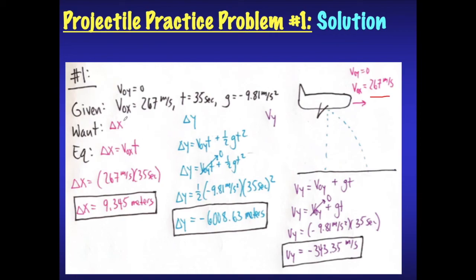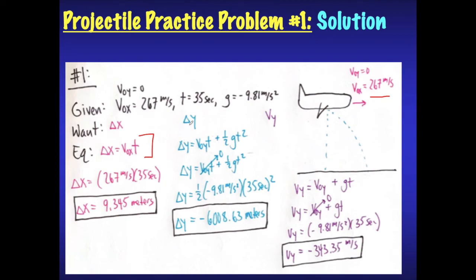The only equation we have for delta x is the one we just wrote down. So delta x is equal to VOX times time. We look up, we have VOX, we have time, so we just have to multiply them. And that means this object moved a horizontal distance, or displacement, of 9,345 meters.